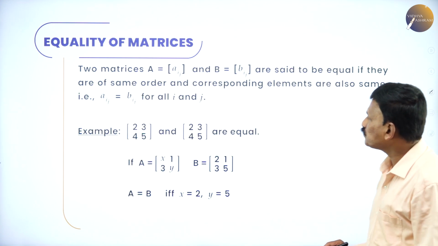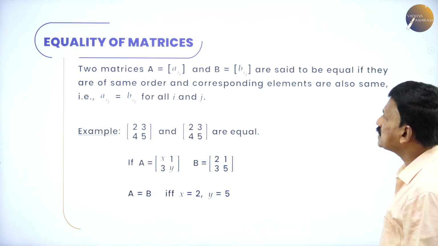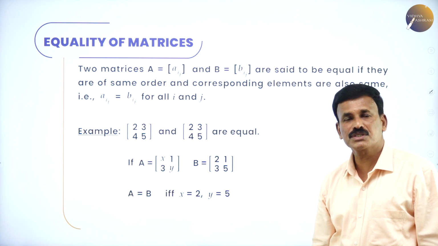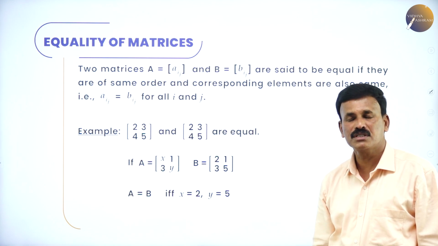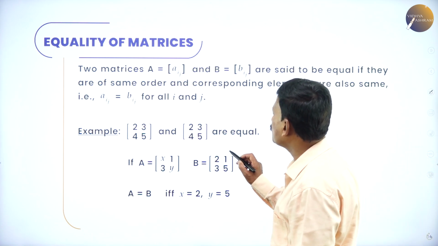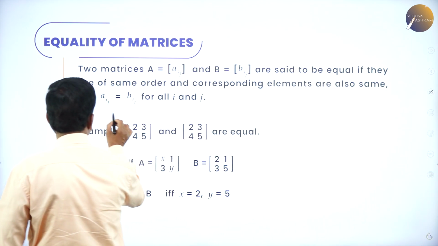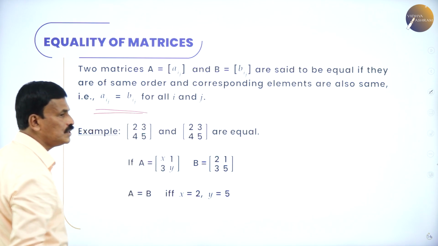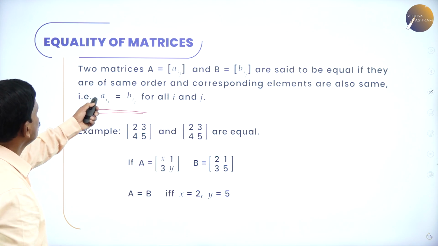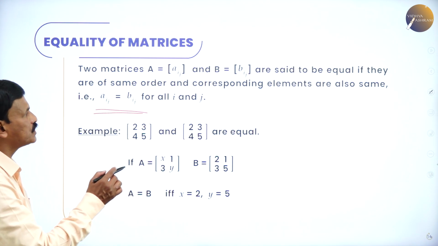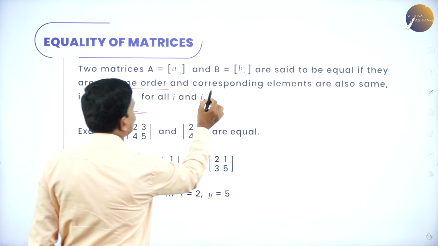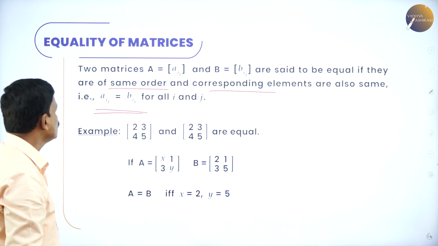Now let us take the next type of matrix, next concept, equality of matrices. When do you say two matrices are equal? Two matrices are said to be equal if and only if they are of same order and the corresponding elements are same. Aij is equal to Bij. That means two matrices A is equal to Aij and B is equal to Bij are said to be equal if and only if they are of same order and the corresponding elements are also same.